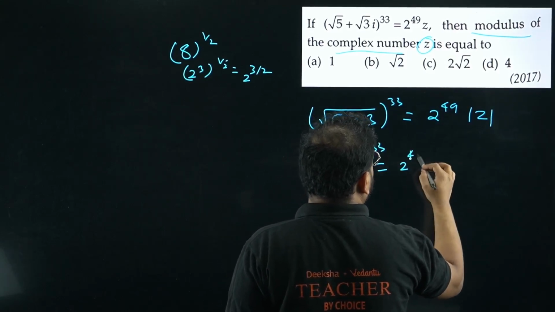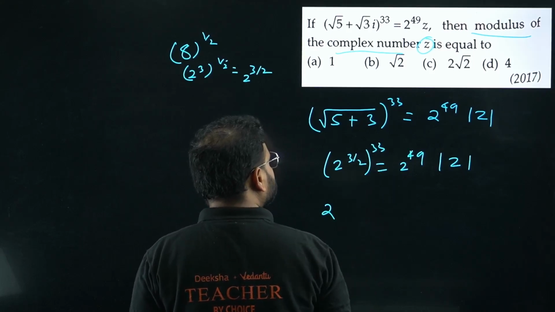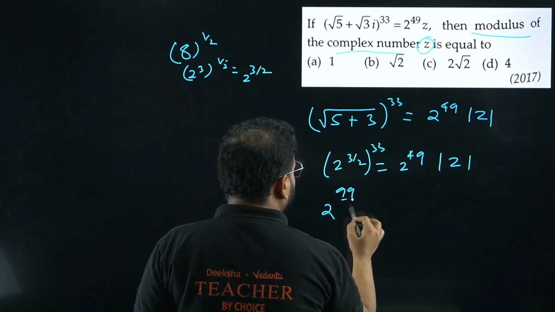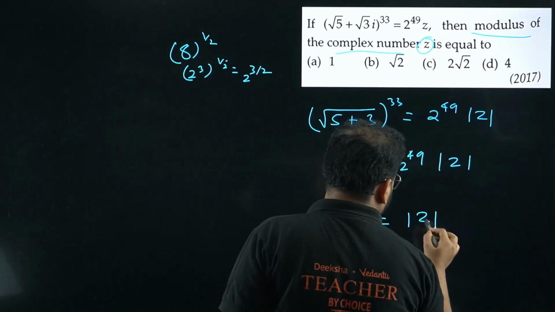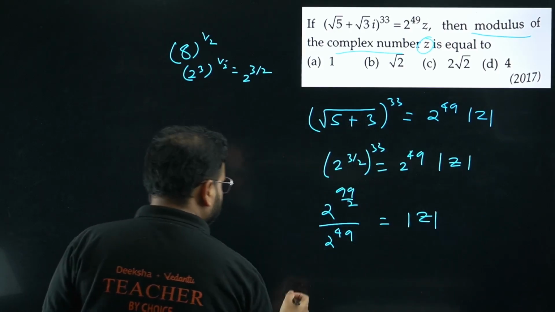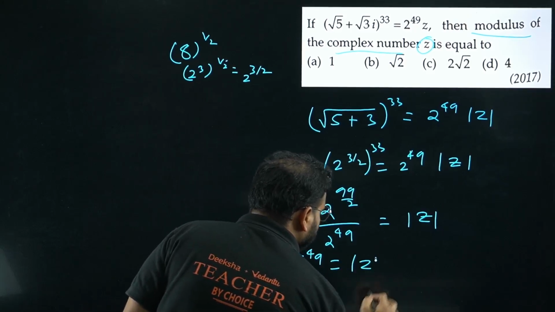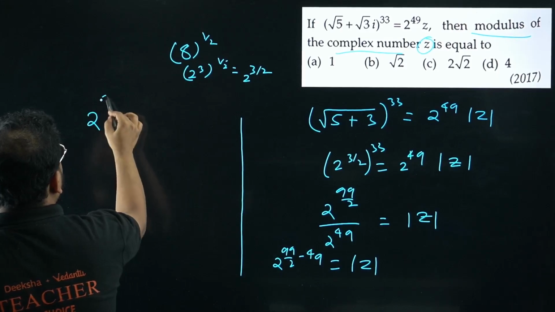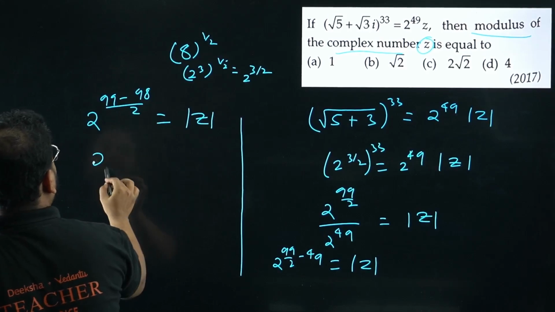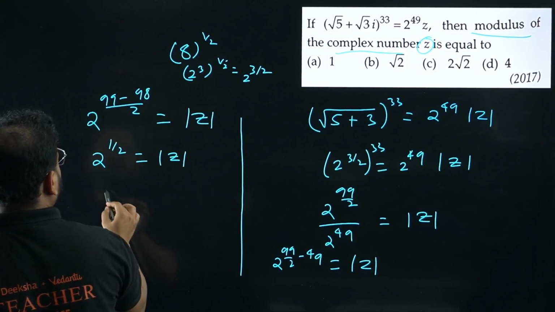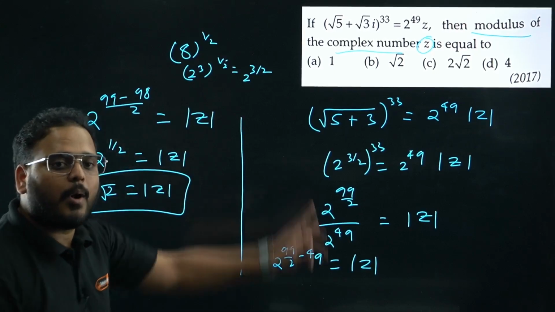And we have 2 power 49 mod Z. Have a look. I'm getting over here 2 power, multiply these two once more, we get 99 by 2. Divide here: 2 power 49 equals mod of Z. Subtract. We get 2 power 99 by 2 minus 49 equals mod of Z. So 2 power 99 minus 98 by 2 equals mod of Z. So 2 power 1 by 2 equals mod of Z. So basically root 2 equals mod of Z. Option B is correct.